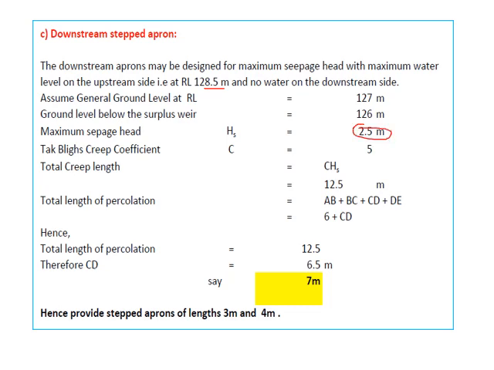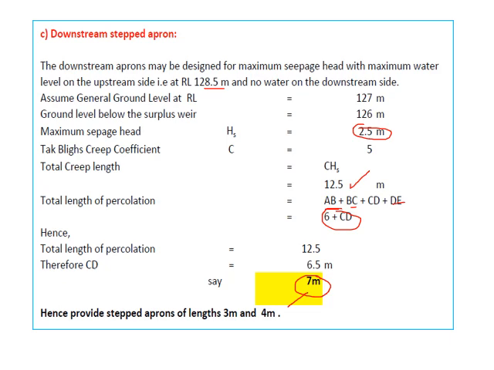Taking Bligh's creep coefficient as 5, C times Hs will give the total creep length, which comes to 12.5. Now the water will percolate below the weir, that is into the soil, and then comes out at the end of the apron. So that length is AB plus BC plus CD plus DE. Now you know the length AB, you know the length BC, you know length DE. So that comes as 6 plus CD. So this 6 plus CD should be equal to 12.5. That means CD can be calculated as 6.5, so you can assume it as 7 meters.